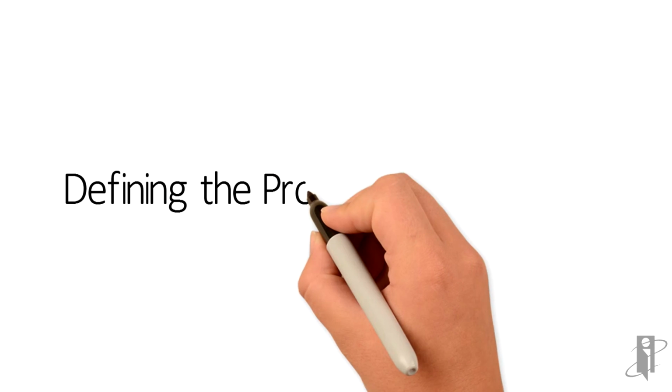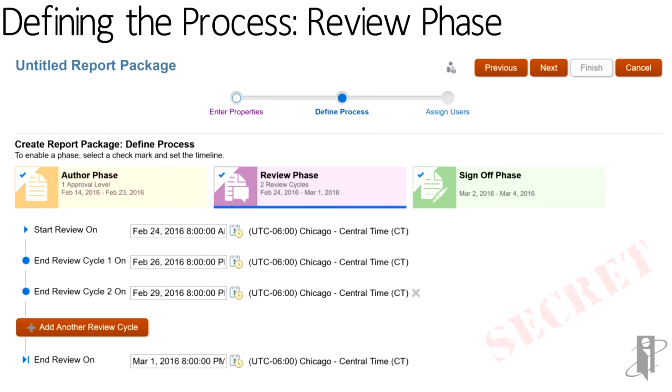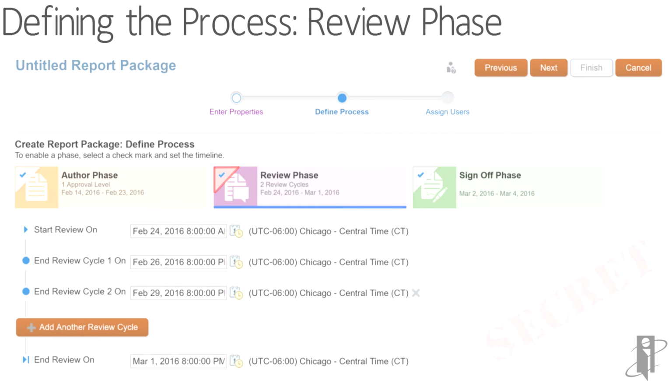The next phase is the review phase. If you wish to include the review phase, then click the check mark in the upper left-hand corner of the review phase box. Here you determine a start date, the first review cycle end date, which is when the first review cycle must be completed by, whether or not you want to include more review cycles, in this example we have two, and their associated end dates, and a review phase end date. Remember that this phase start date must start after the author phase's end date, if both phases are included.